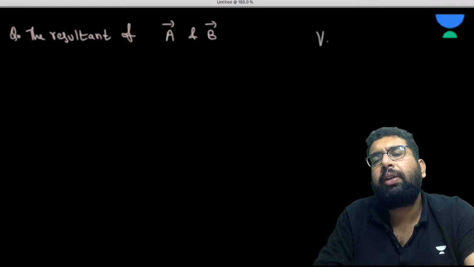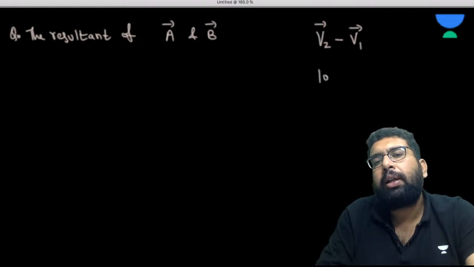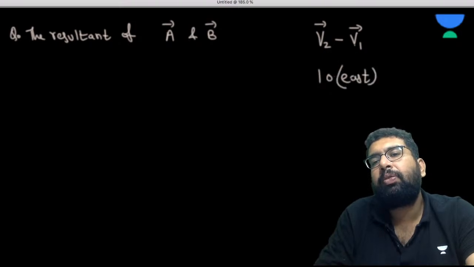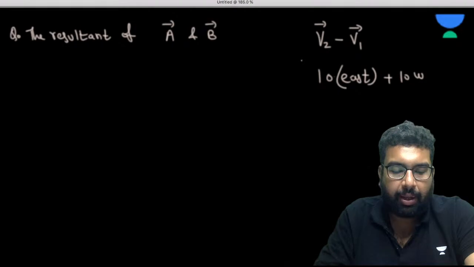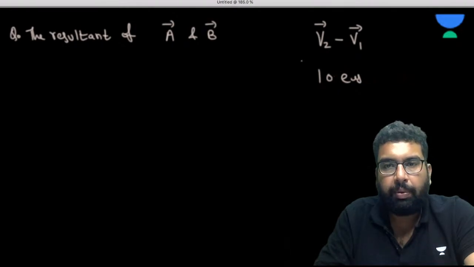So if a vector is written like this, v2 minus v1. Let's suppose it is written like 10 meter per second. So if you put 10 meter per second, let's suppose this is in east, you will write it like this, 10 meter east. And what is this? Minus v1. So minus v1 means that it is, let's suppose, 10 meter west. Are you getting my point? So this minus sign refers to the direction basically.